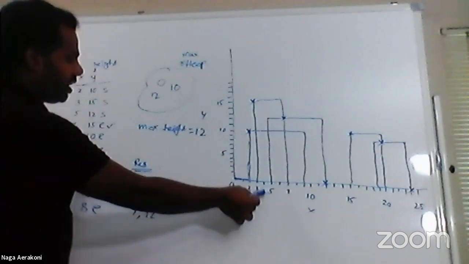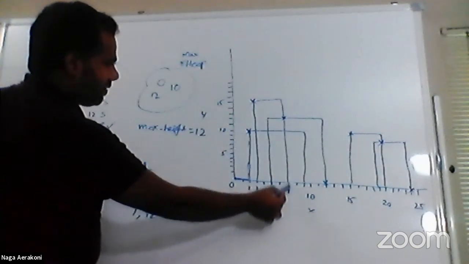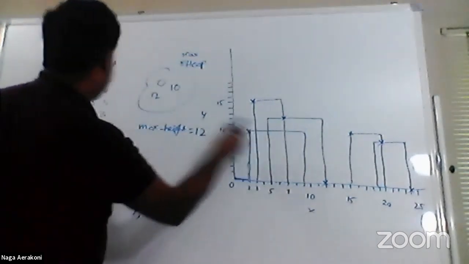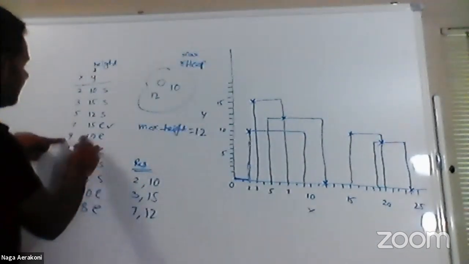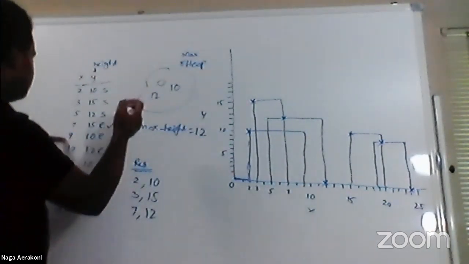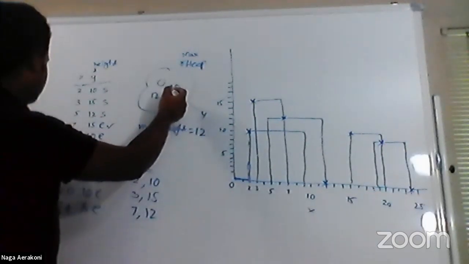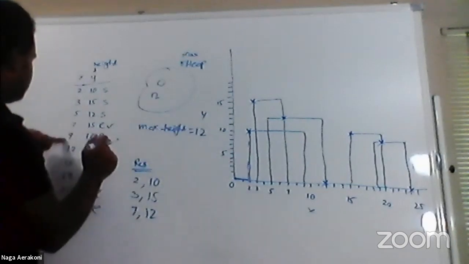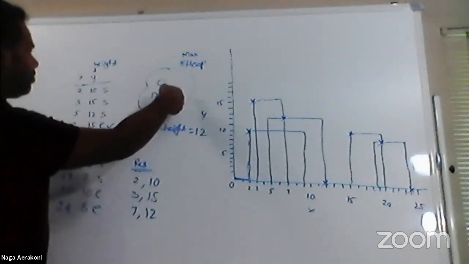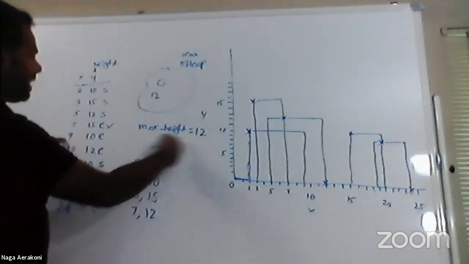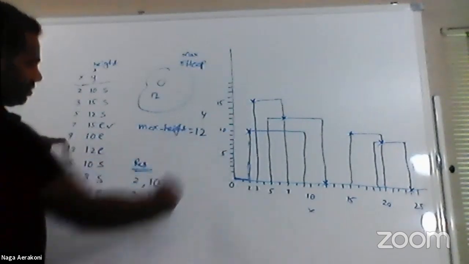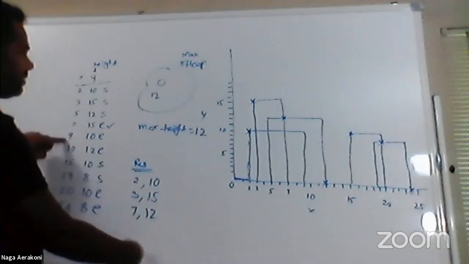Now the next point after 7, 15 is 9 and 10. I have 9 and 10 and end. So you have the 10, you remove this. But on removing this, you don't see the max height change, right? So there is no change, so you don't insert anything to the result. The max height is still 12.